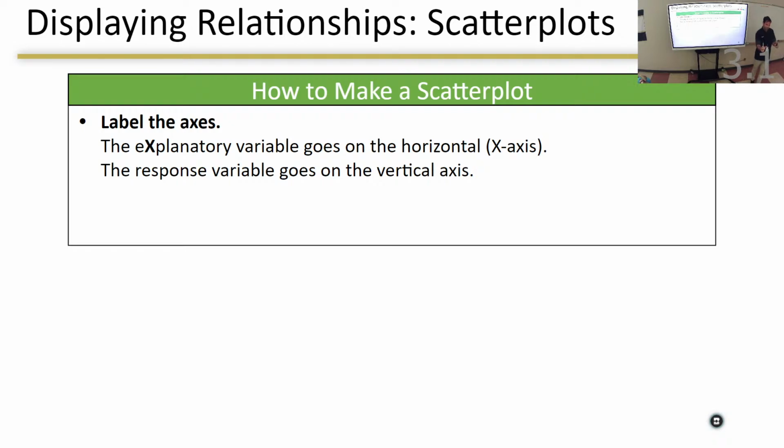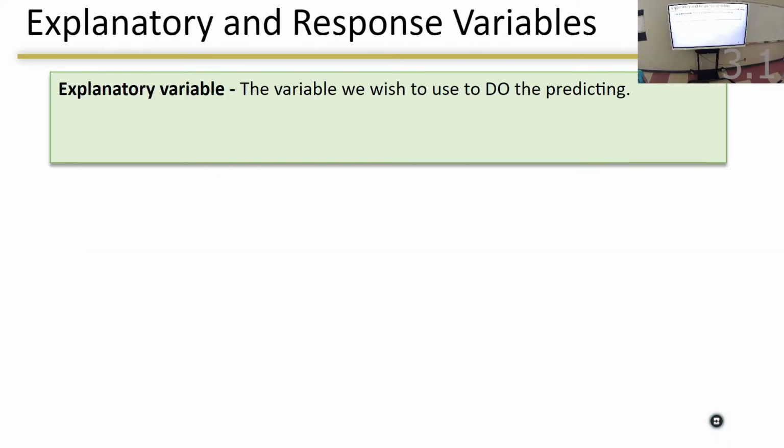How old the tree is, how tall the tree is. Hopefully how old it is is going to explain how tall it is. How old you are, how big your shoe is. Okay? Hopefully. Sometimes we can flip-flop some of these. But explanatory is the X. Response goes on the Y. Scale it, plot them.